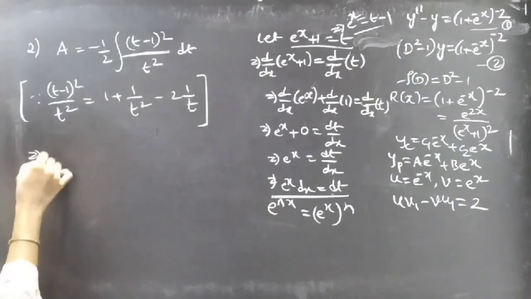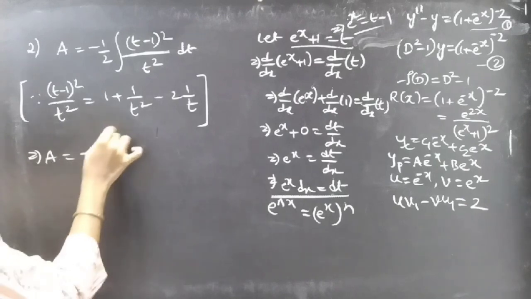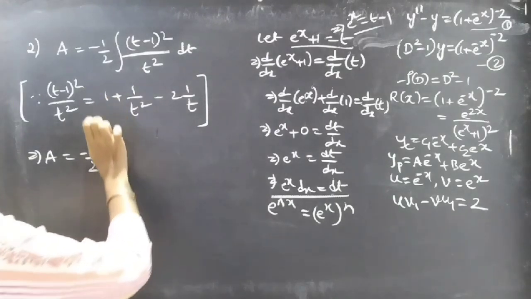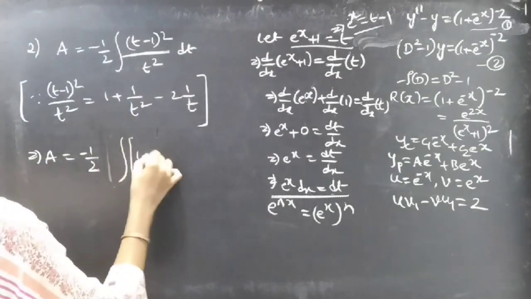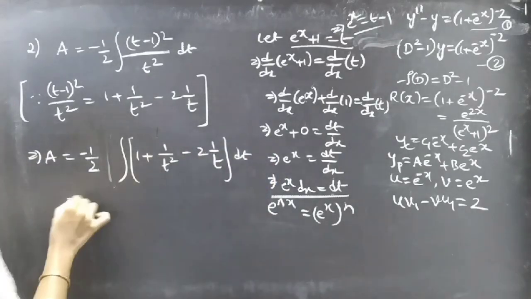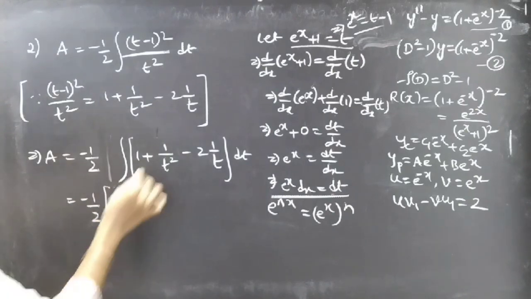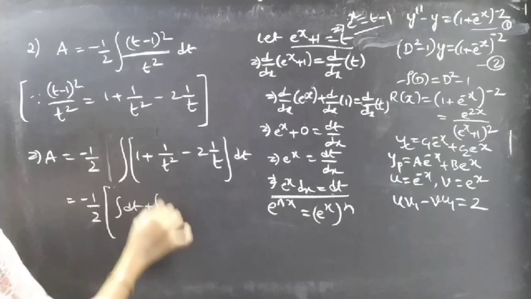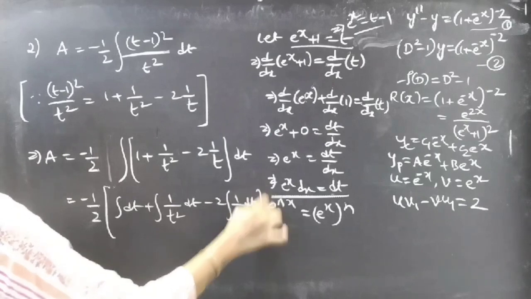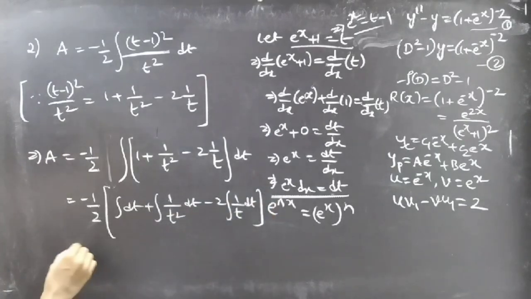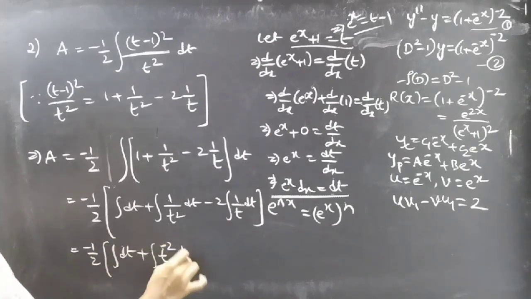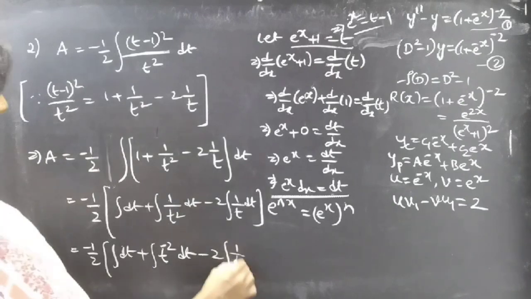Then A becomes minus 1 by 2 of integral of 1 plus 1 by t square minus 2 into 1 by t into dt, which equals minus 1 by 2 of integral 1 into dt is dt, plus integral 1 by t square dt, minus 2 integral 1 by t dt. Now just write 1 by t square as t power minus 2, you'll get minus 1 by 2 of integral dt plus integral t power minus 2 dt minus 2 into integral 1 by t dt.